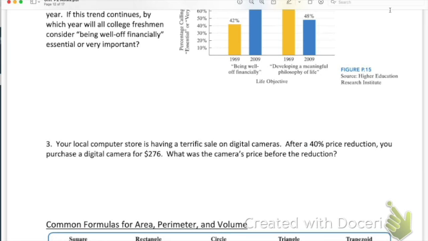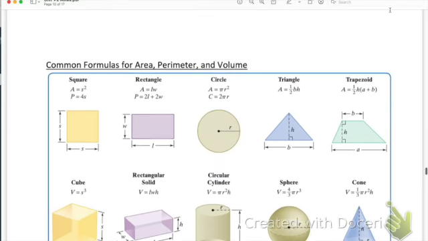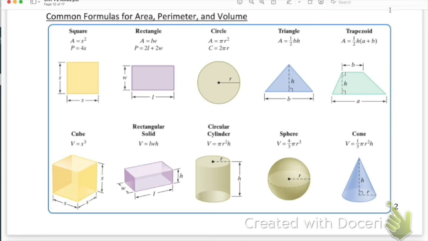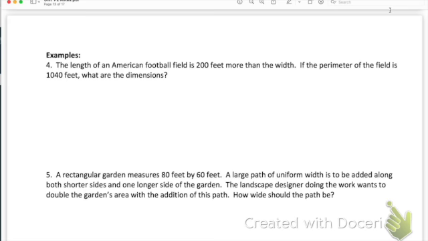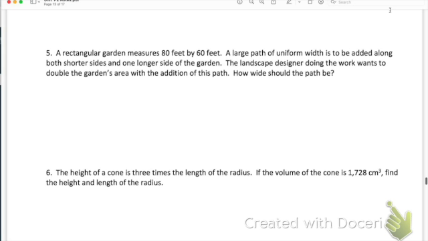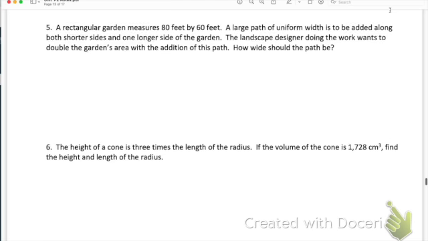3 is another linear question, so I'm going to leave that one for you to look up on your own. Here are some reminders of some common geometric formulas. These might come in handy on some of the problems. Number 4 is a question about perimeter. That's another linear relationship. So I want to go ahead and skip to number 5. Okay, so this one requires the use of a quadratic equation.